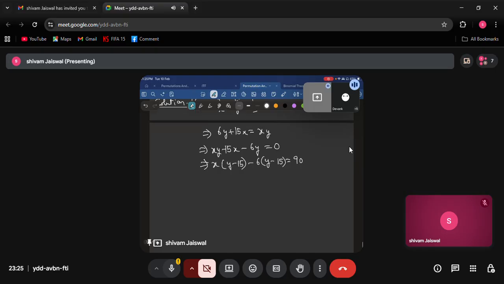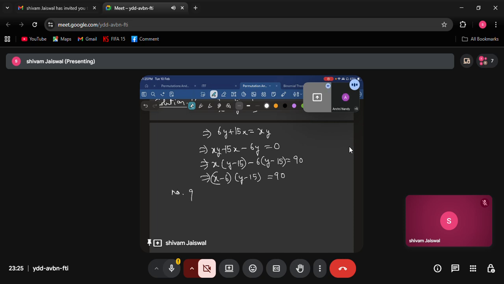So what will this become? x minus 6 into y minus 15 is equal to 90. Now it has to be a natural solution. So can you people tell me in how many ways can you write 90 as a product of two numbers?